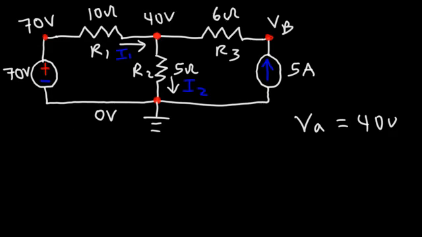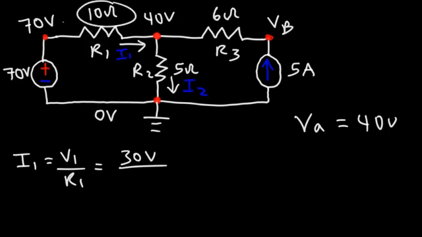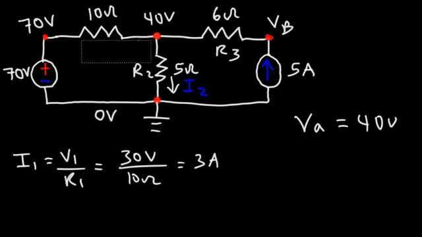Now let's calculate I1. What is the voltage across R1? We know I1 is going to be V1 over R1. The voltage across R1 is the difference in the electric potential. It's 70 minus 40, which is 30 volts, divided by the resistance itself, which is 10 ohms. So 30 divided by 10, we have a current of 3 amps. So let's put this in blue.